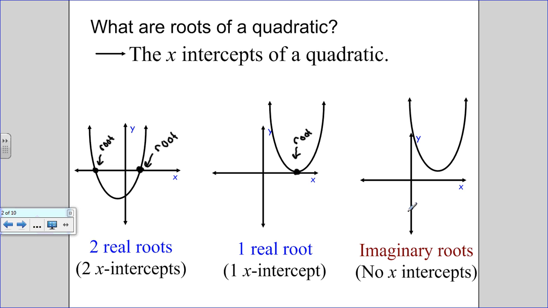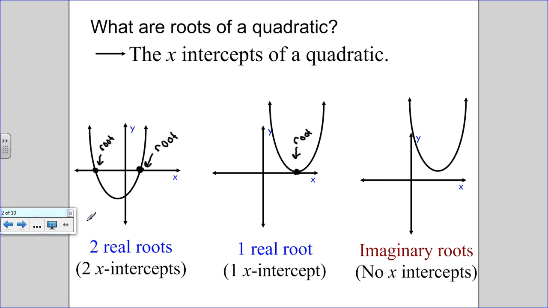So you basically have three scenarios for the roots of a quadratic. In one scenario, you have two real roots. Two real roots, and that's because you have two x-intercepts. In another scenario, you have one real root. And then in another scenario, you have imaginary roots. All right?